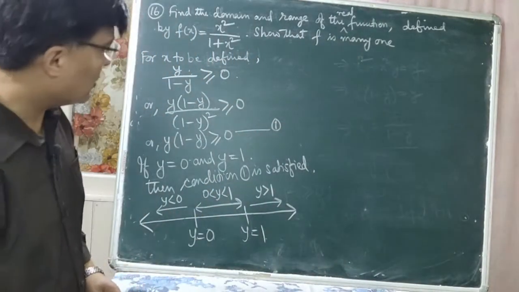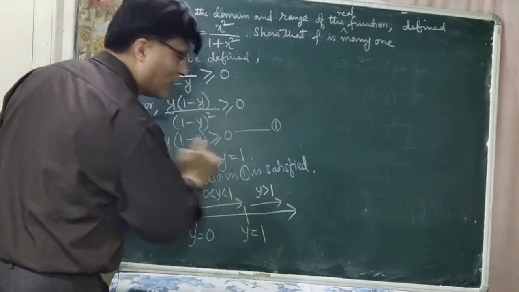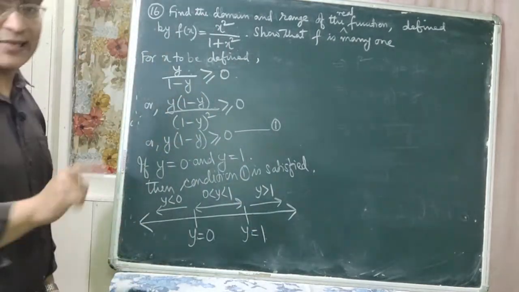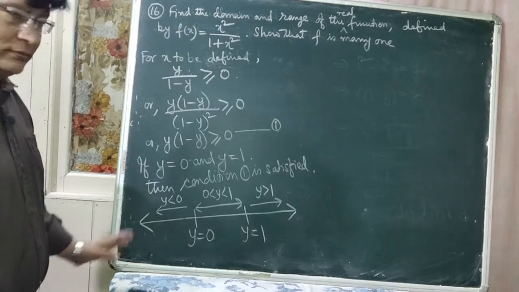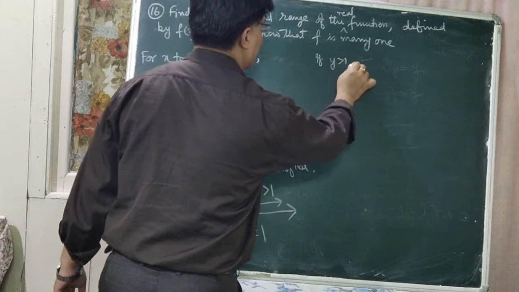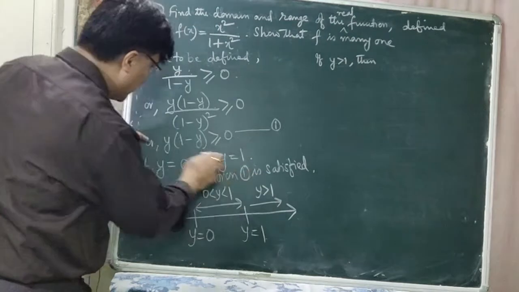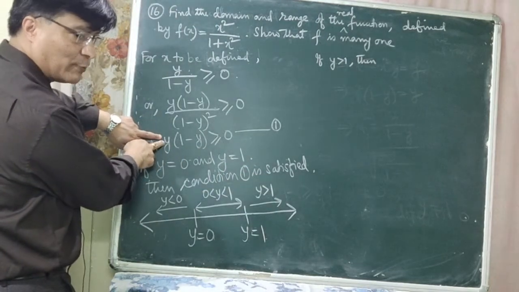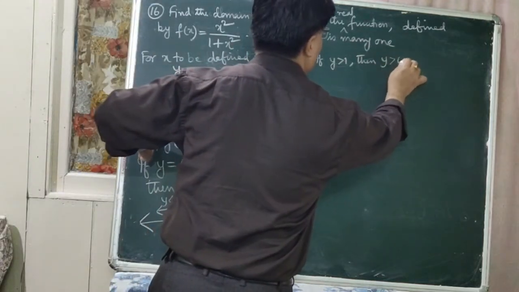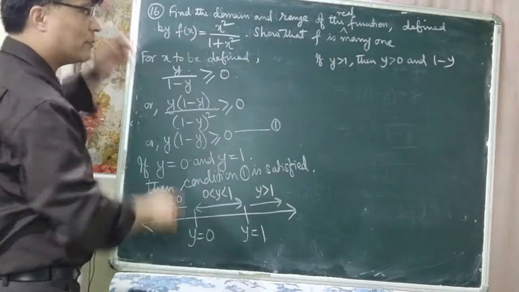So let us check this condition 1, whether it is satisfied or not when y is greater than 1. So let us check for y greater than 1, is condition 1 satisfied or not? Okay. So if y is greater than 1, then what can we say about y? Y is positive. If y is greater than 1, y is positive. That means y is greater than 0. And what about 1 minus y?